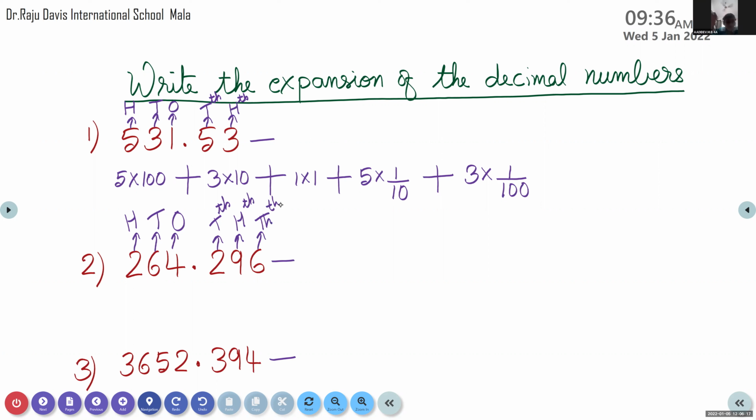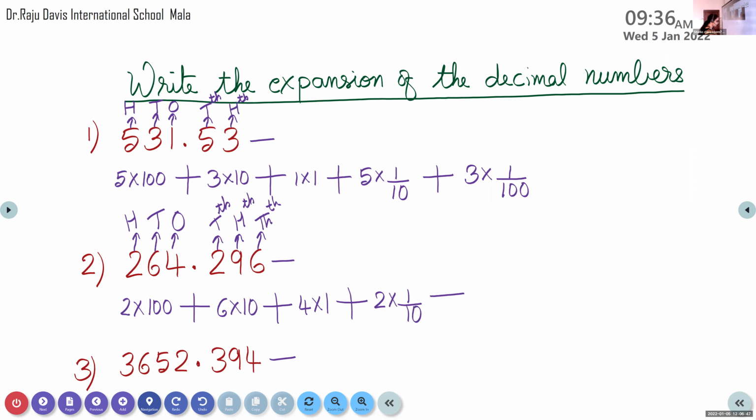Yes. Good. Now, we are going to write the expansion. 2 into 100 plus 6 into 10 plus 4 into 1 plus, after the point, 2 into 1 by 10 plus 9 into 1 by 100 plus 6 into 1 by 1000. Good. Good dear.